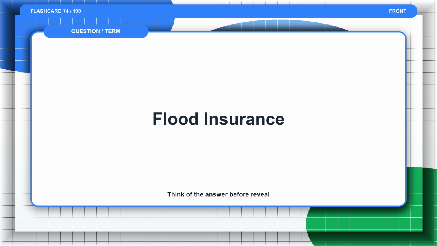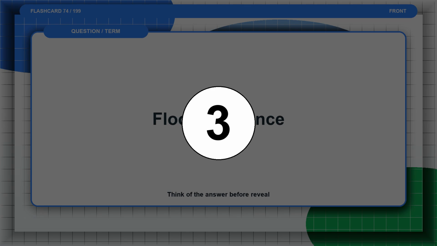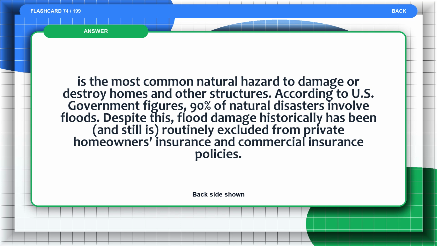Flashcard 74. Flood insurance. Pause and think of the answer before the reveal. The answer is the most common natural hazard to damage or destroy homes and other structures. According to U.S. government figures, 90% of natural disasters involve floods. Despite this, flood damage historically has been and still is routinely excluded from private homeowners insurance and commercial insurance policies.